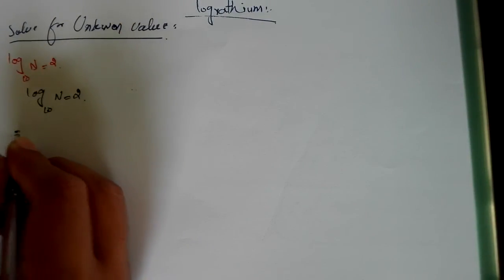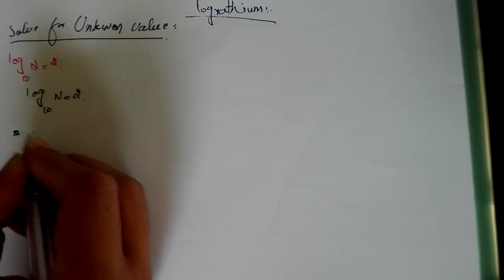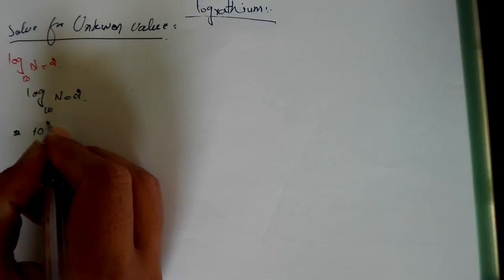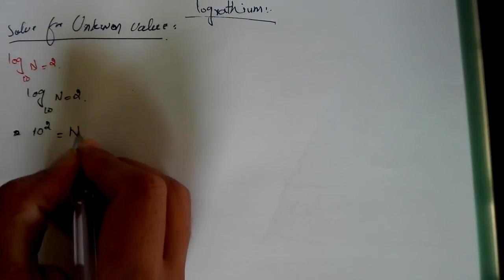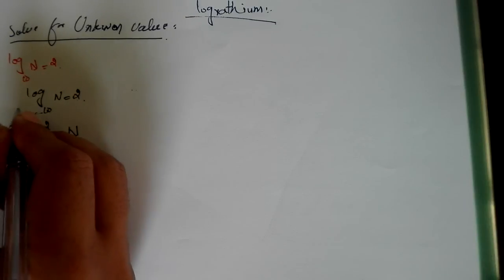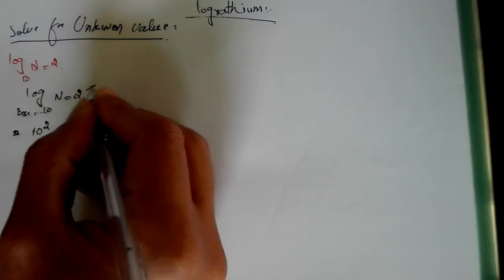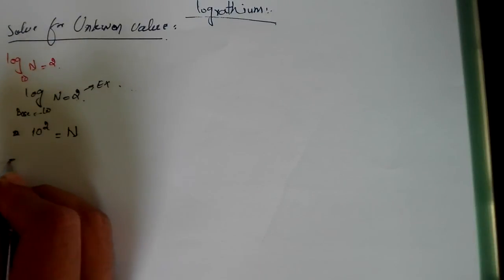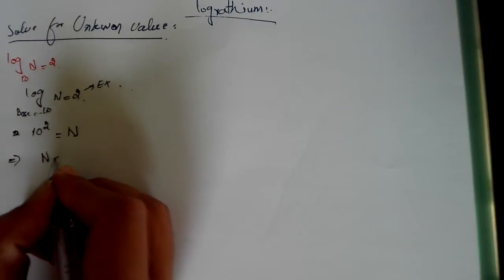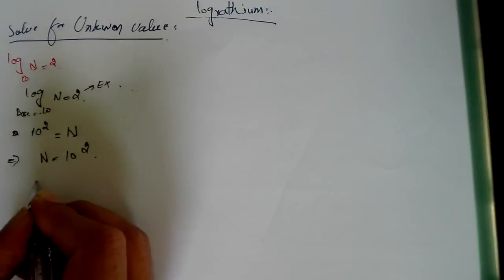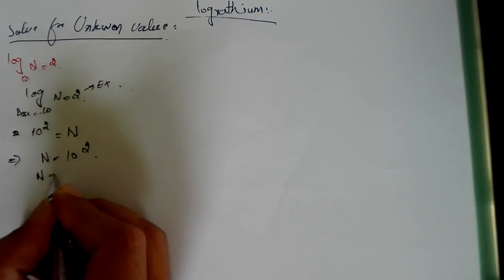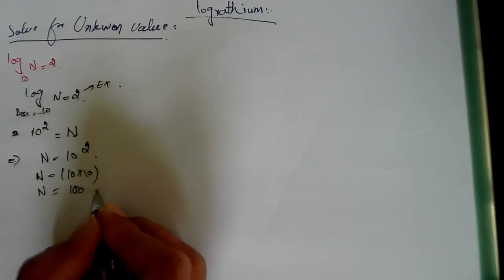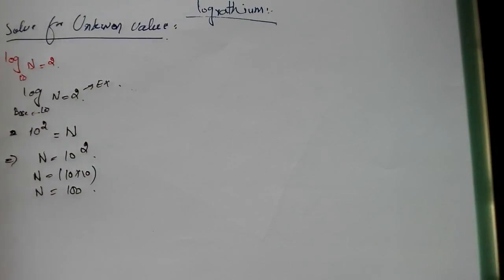As I told you in the previous video, this 10 is base, this is exponent, and n will come over here. This 10 is base, that is exponent, and that will be equal to n. Or I can rewrite it, n is equal to 10 power 2. And 10 power 2 means multiplying 10 2 times, n is equal to 100. So we got the value of n.